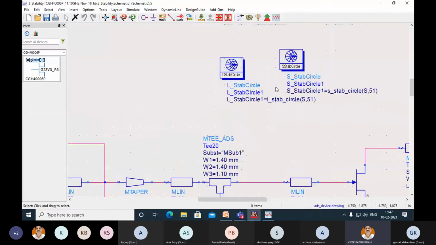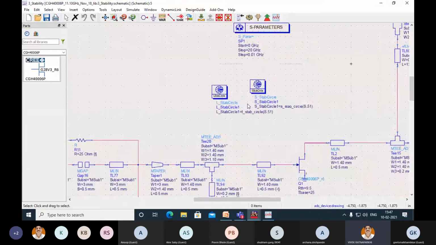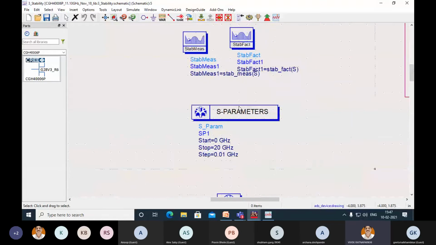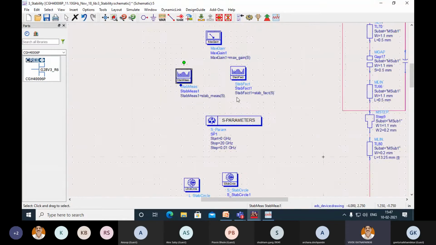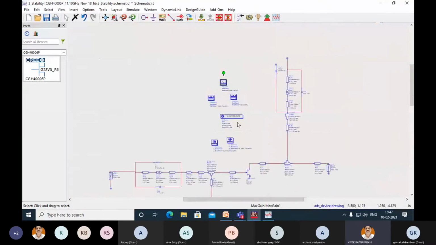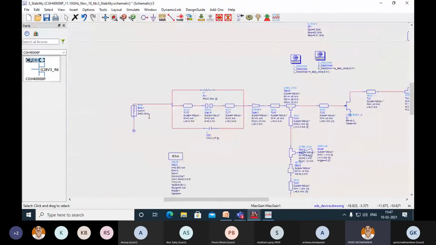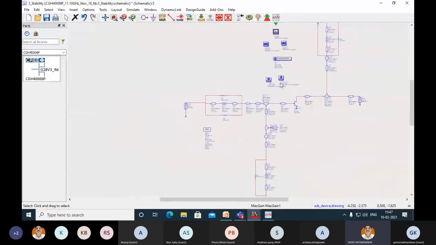So same I have applied here, and other things are quite simple. I have also used source and load stability circles palettes to plot those circles if required. I have the stability factor and the thing mu, which we were talking about, that is another important factor, the Edwards-Sinsky criteria. So that I have also plotted to let you know about the performance of this particular transistor with biasing. And the maximum gain is also used to see the max gain. Then input port and output ports are also being added.